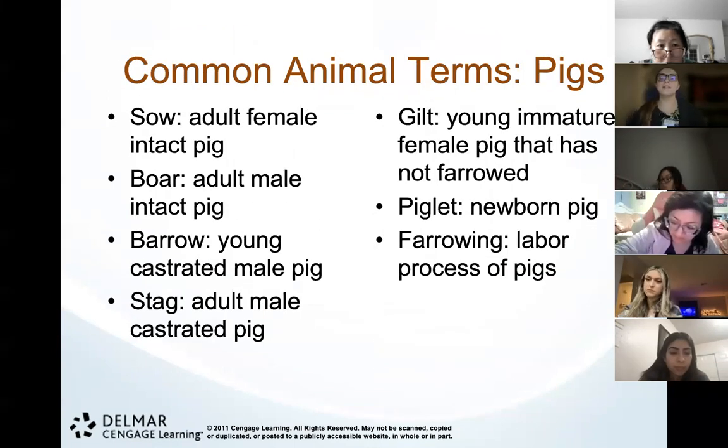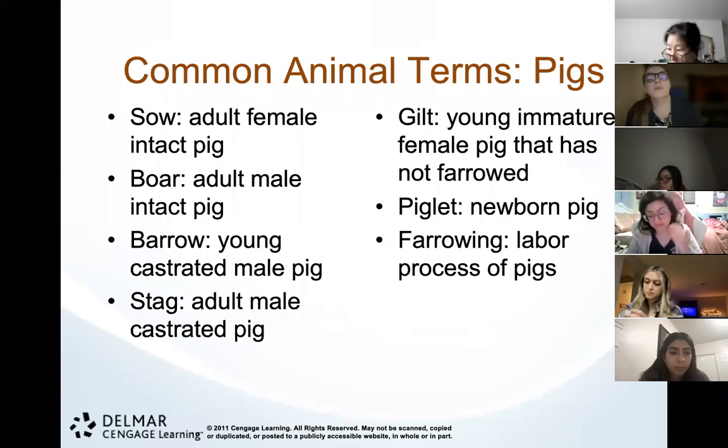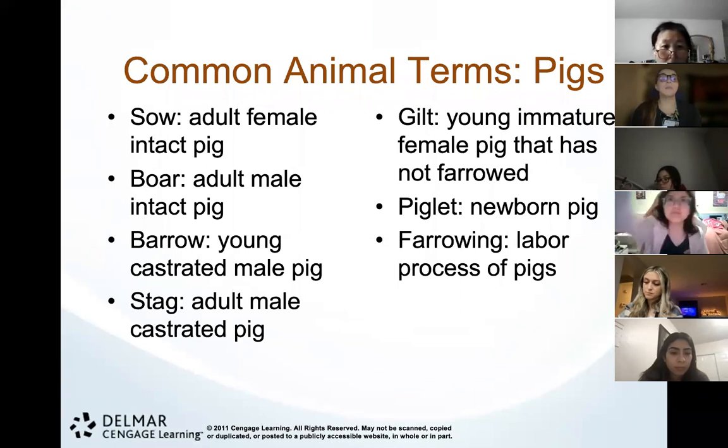Then we'll get into our pigs. Again, pigs are known as porcine. We have our sow, which is an adult female intact pig. The boar, which is the adult male intact pig. Again, similar to those guinea pigs. The barrow, which is a young castrated male pig.